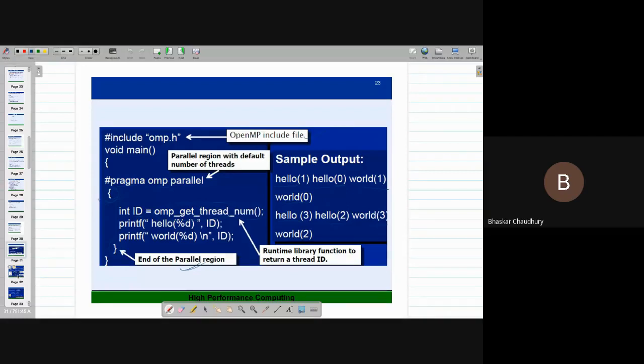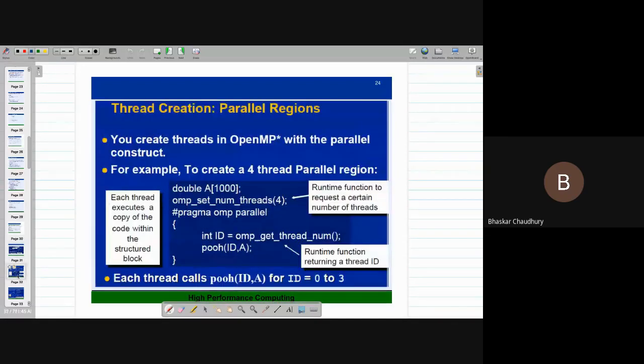Okay, now let's look into this example. You create threads in OpenMP with a parallel construct. Again, you are doing the same thing, pragma omp parallel. This is the thing to create a parallel region. Here you see you are setting the number of threads inside the program, not on the bus. This is a runtime function to request a certain number of threads.